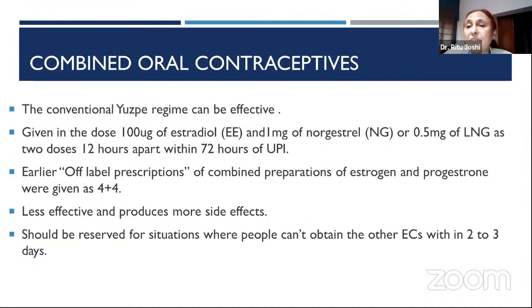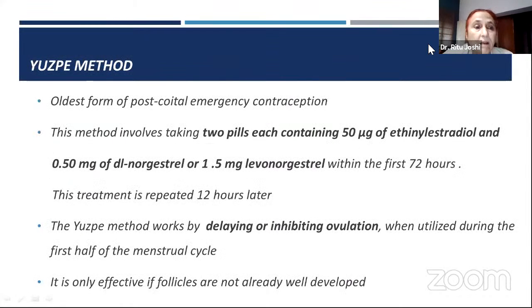They are less effective and produce more side effects, as I mentioned earlier, as they cause a lot of nausea and vomiting. They should be reserved for situations where people can't obtain the other emergency contraceptive pills. This was also called the Yuzpe method. It was the oldest form of postcoital emergency contraception. This method involves 2 pills, which I've already spoken about. It works by delaying or inhibiting ovulation when utilized during the first half of the menstrual cycle.